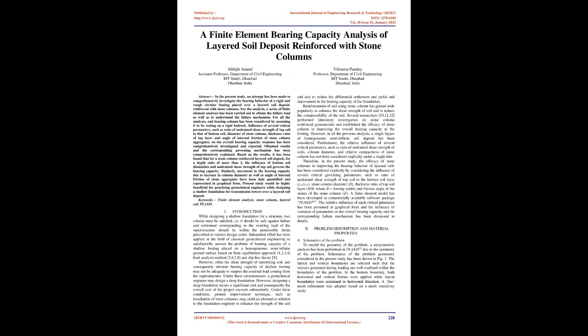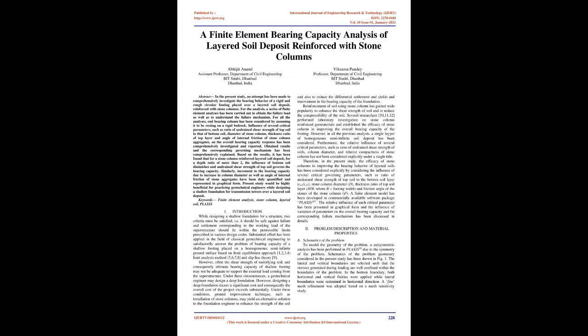Several researchers 10, 11, 12 performed laboratory investigation on stone column reinforced geomaterials and established the efficacy of stone column in improving the overall bearing capacity of the footing. However, in all the previous analysis, a single layer of homogeneous semi-infinite soil deposit has been considered. Furthermore, the relative influence of several critical parameters, such as ratio of undrained shear strength of soils, column diameter, and relative compactness of stone column has not been considered explicitly under a single title.